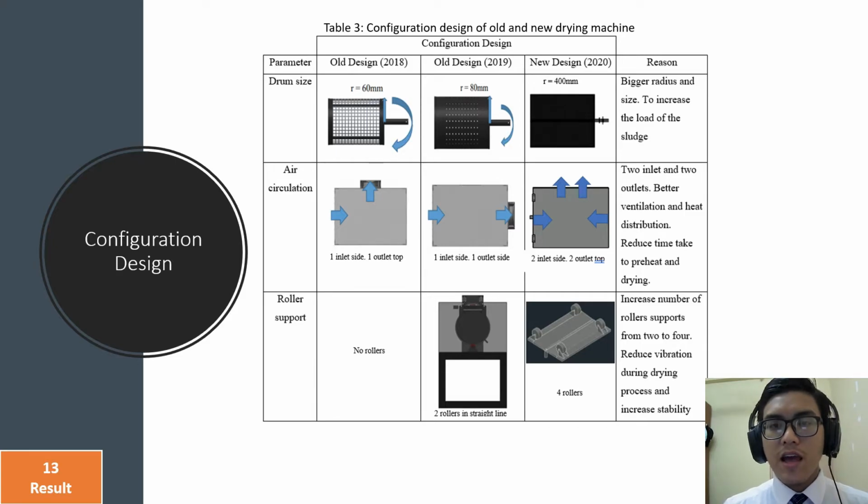Next, the new design has better air circulation compared to the previous design due to a better ventilation system. This had been achieved by increasing the number of exhaust fans for inlet and outlet. Lastly, the stability of the drying machine was increased due to the increment in the number of support rollers to support the drum during the drying process. As we can see, the 2018 design has no support roller and the 2019 design has only 2 support rollers. The new design has a total of 4 rollers to support the drum dryer.